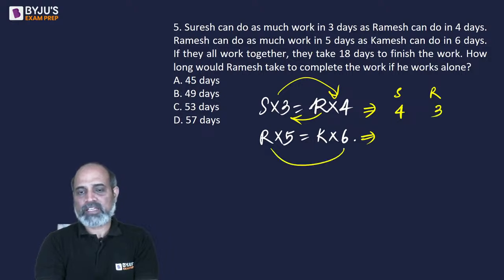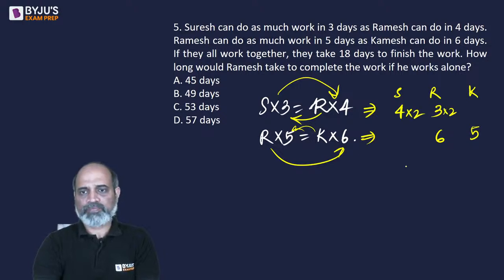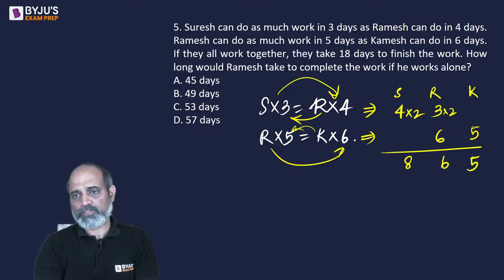And from here we can say Ramesh's efficiency is 6 and Kamesh's efficiency is 5. So Ramesh's efficiencies are different. So let's double this and let's double this. So that Suresh's efficiency is 8, that of Ramesh is 6 and that of Kamesh is 5.